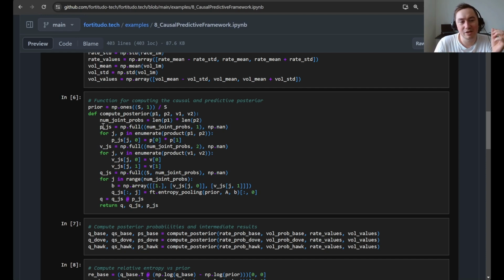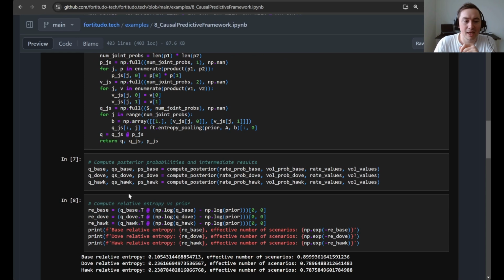But basically for the variables, we are trying to use the same notation as in the article, so you should be able to recognize these things. And then afterwards we just compute the different posterior probabilities. So basically we compute a posterior probability vector in the base case.